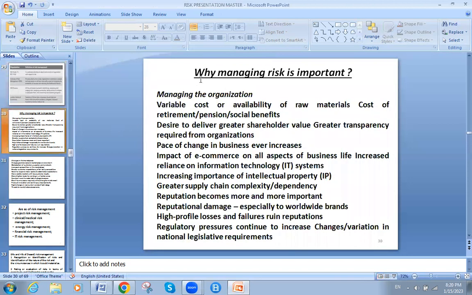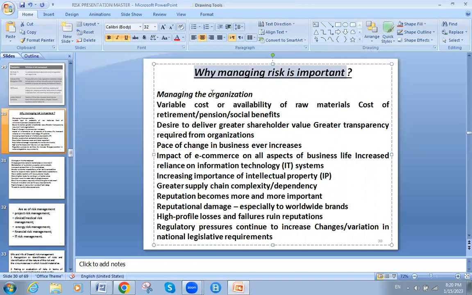Okay. Why is managing risk important? Why do we have to manage the risk?